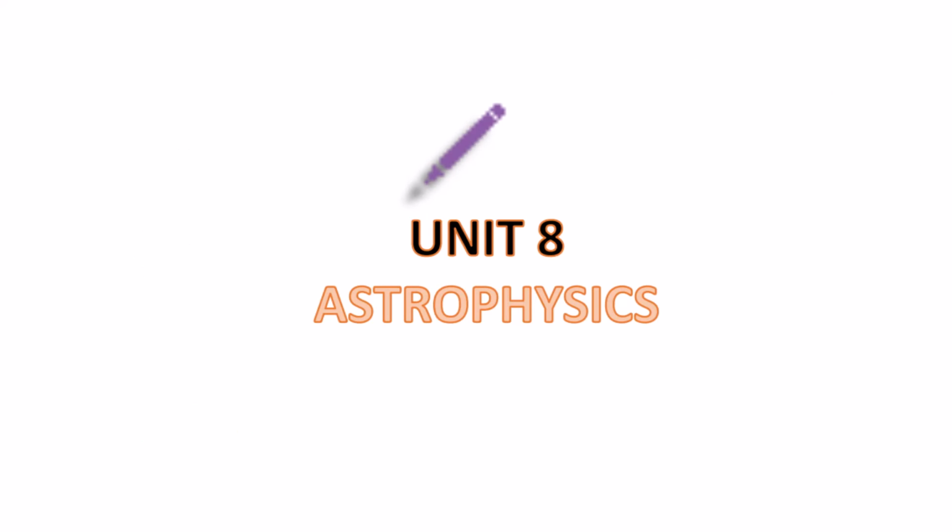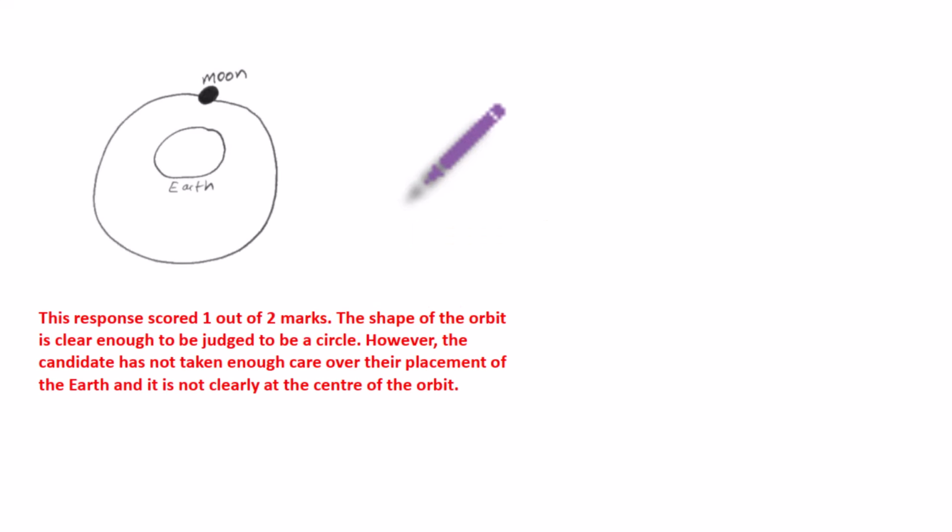Next, the last unit, as in astrophysics. Let's see. The question asks you to draw the orbit of the moon around the Earth. This response only scored 1 out of 2 marks. The shape of the orbit is clear enough to be judged to be a circle. However, the candidate has not taken enough care over their placement of the Earth and is clearly not at the center of the orbit. Always remember, the orbit of the moon around the Earth is circular and Earth should be at the center, but it looks Earth is at one end, which is incorrect.